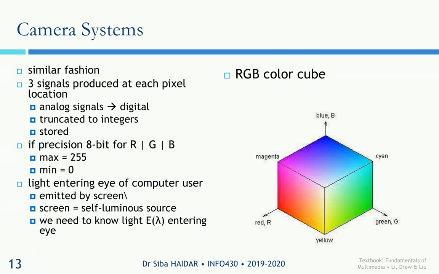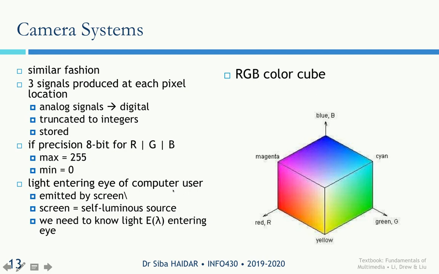In similar fashion, there are three signals produced at each pixel location in the camera system. And the analog signals, they were three and they continue to be three in digital. So when we transform the analog signals into digital ones, we have to represent the values as integers, and thus they are truncated, stored in integers and then stored in the file system. So if precision is 8 bits for each of the channels R, G and B, you have a maximum value for each channel of 255 and a minimum of 0, as we mentioned in the previous chapter.